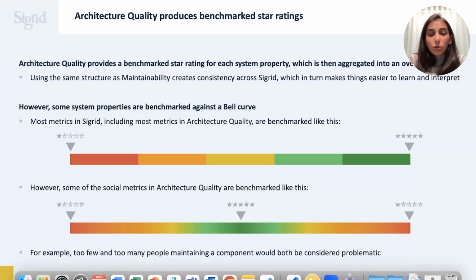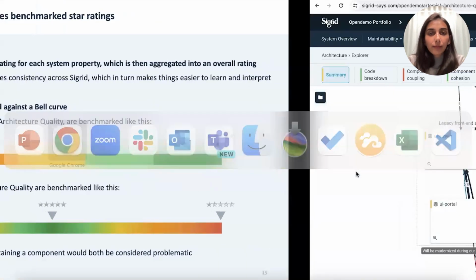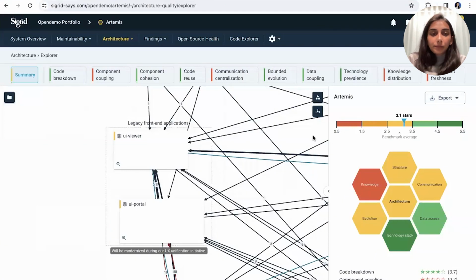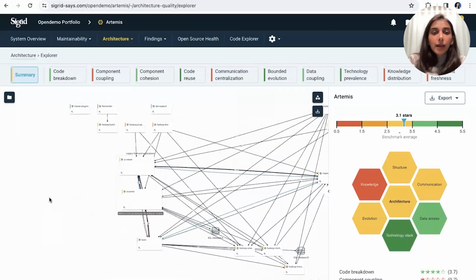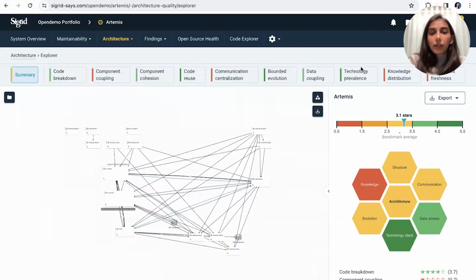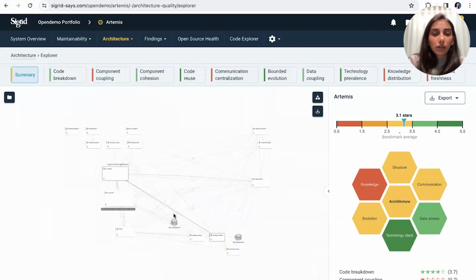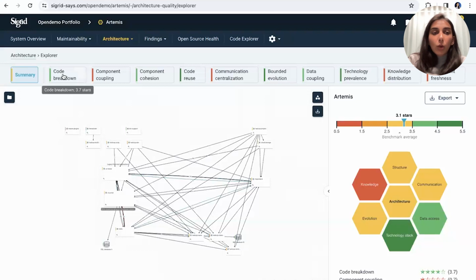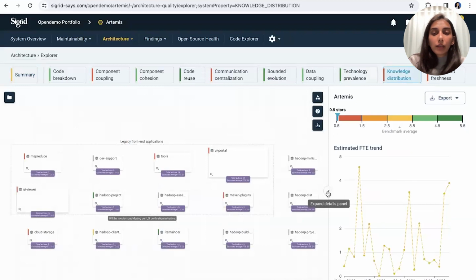Okay, so now, to explain what these metrics are, let's move to the platform itself. This is the summary tab, where you basically see everything. For example, you see the coupling between the components. You also see the coupling from components to the database. But there are also metrics that you can dive into. For example, we were talking about knowledge distribution, where the rating is a bit different.